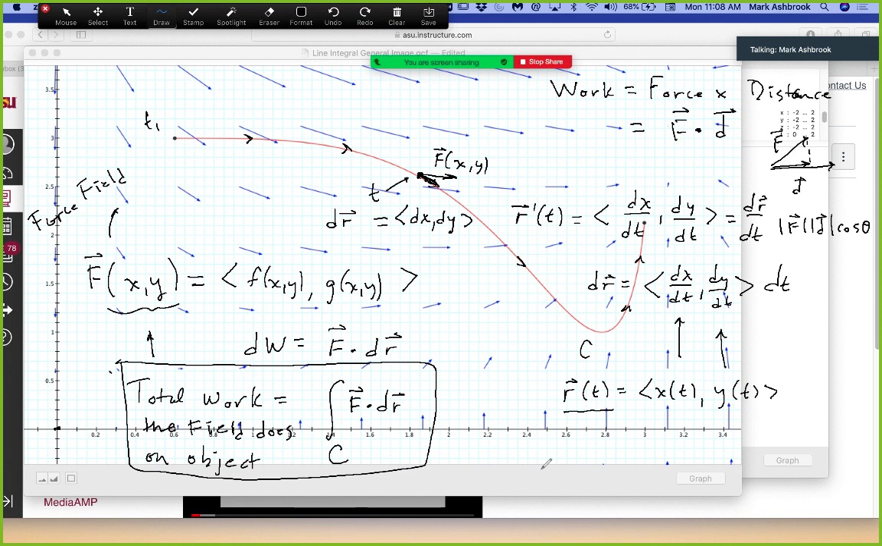Okay, so I did a lot of talking. So anybody have a question? Was this clear, or is there anything I need to clarify here? So the idea of the line integral of a vector field: a very prevalent example of that is that it's the total work that the field does on an object moving through the field.